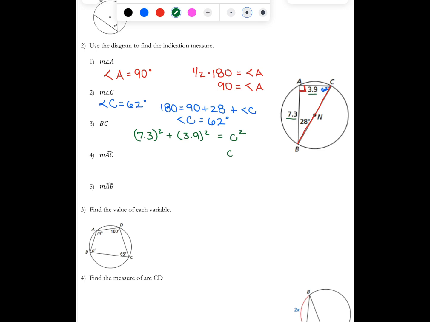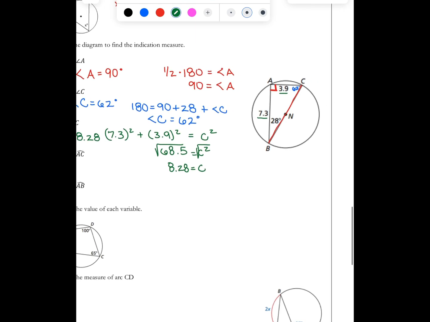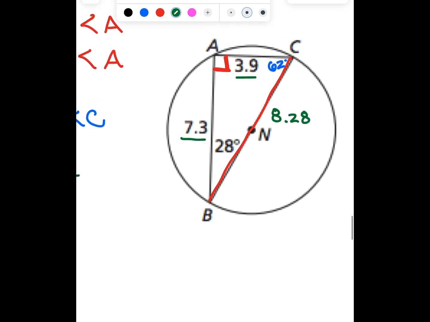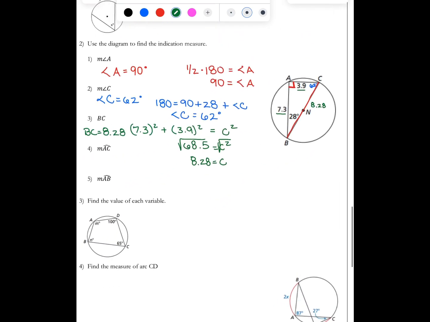This gives you c squared equals 68.5. Then we need to take the square root of both sides. That gives you c is equal to 8.28. So BC is 8.28, and we can label this on here.